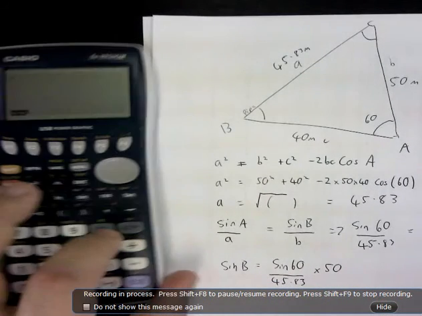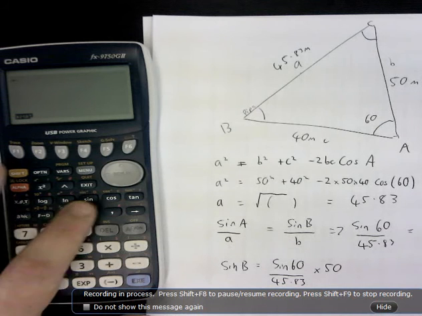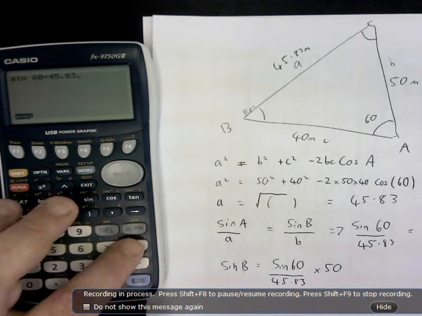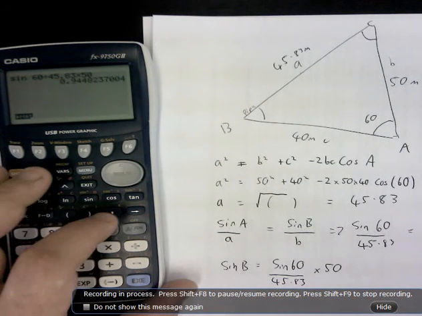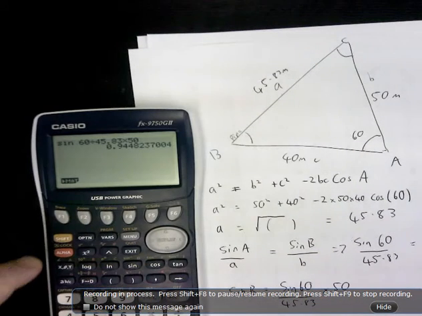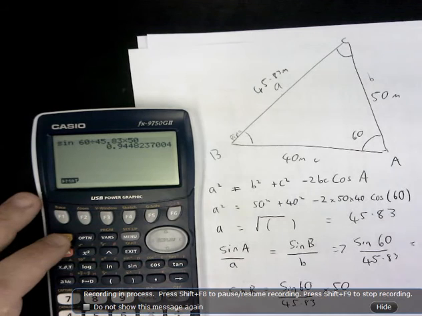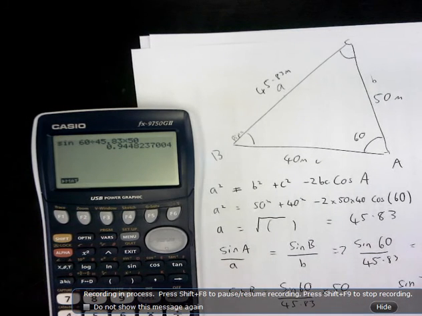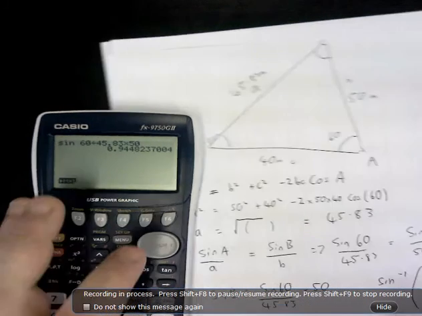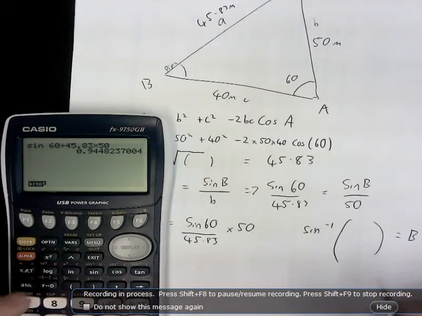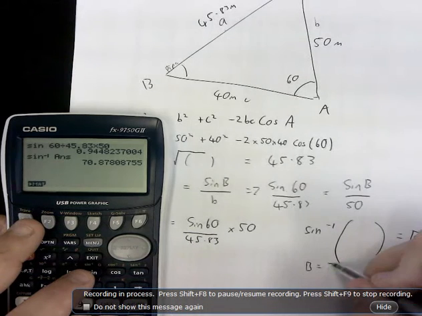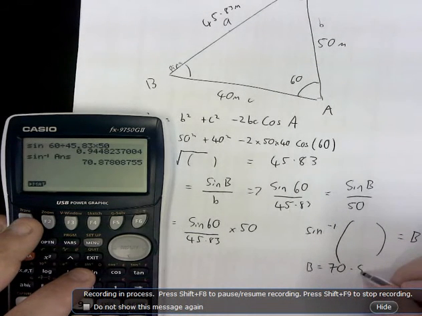I can type that into the calculator. Now that's not angle B, that's the sine of angle B. So to work backwards, I want to find sine inverse of all of this, which will equal B. So all I have to do is go sine inverse of what I worked out. B equals 70.88 degrees.